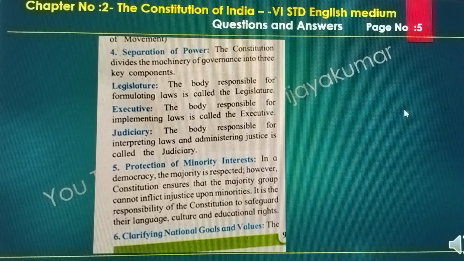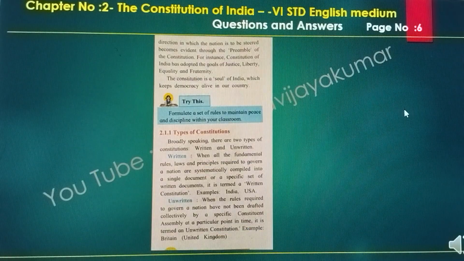Sixth one, clarifying national goals and values. Directions in which the nation is to be steered become evident through the preamble of the Constitution. For instance, the Constitution of India has adopted the goals of justice, liberty, equality, and fraternity. The Constitution is a source of strength which keeps democracy alive in our country.